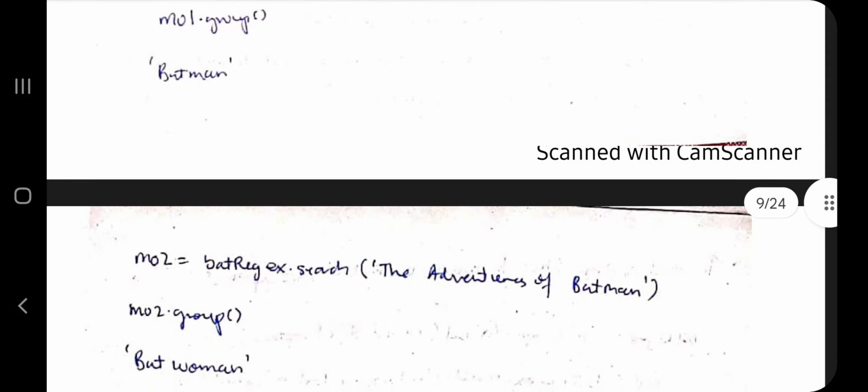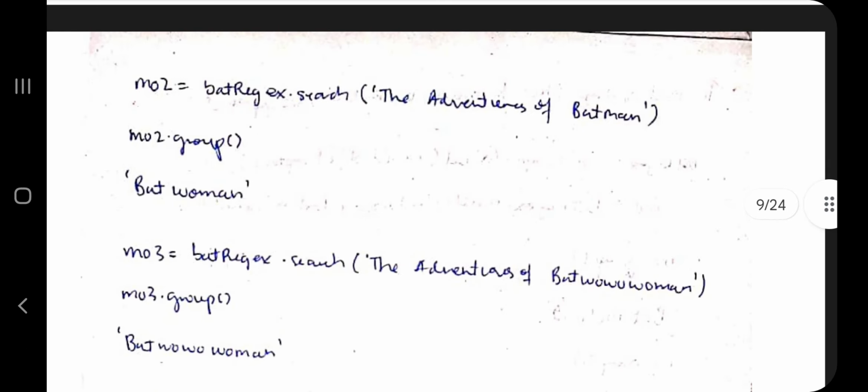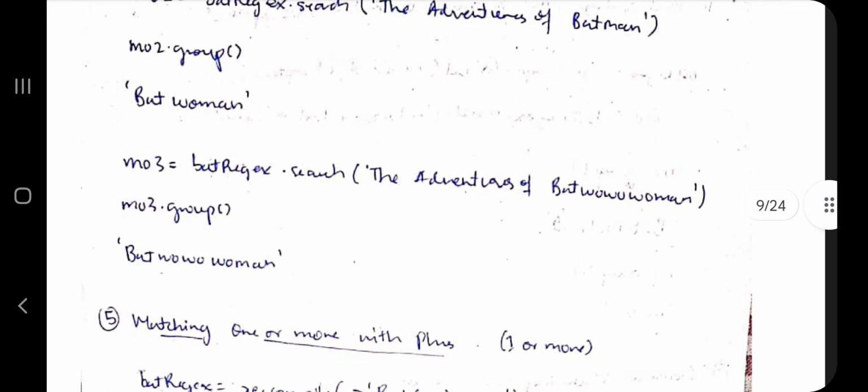And if I have, actually I had to write here Batwoman. Okay. Assume that WO is there. So, this is repeated one time, that is also accepted, and that will be output here. If it is repeated 3 or 4 times, that will also be accepted. Okay. And it will be returned here.